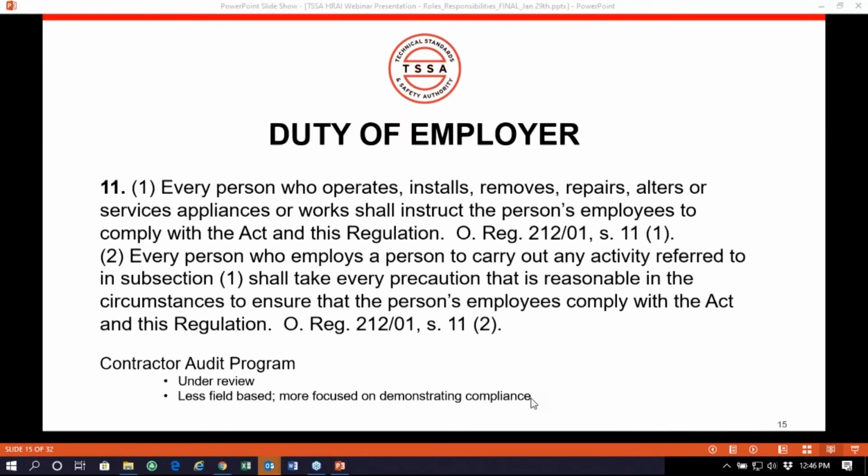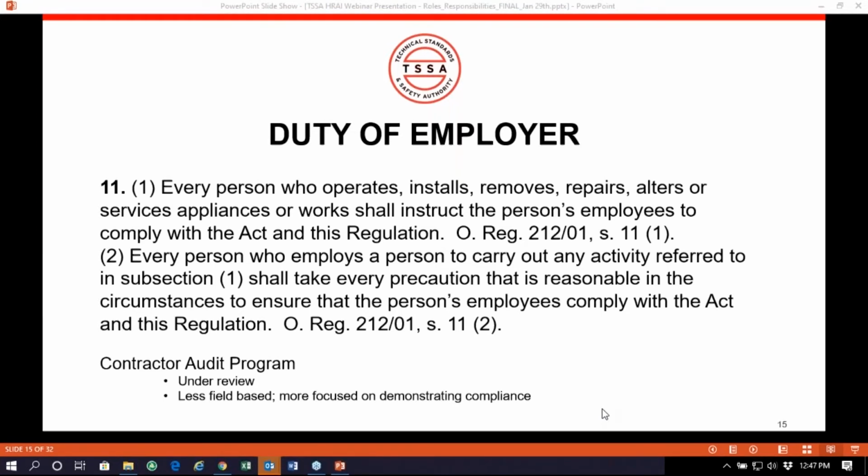Moving on to the duty of employers. Every person who operates, installs, removes, repairs, alters, or services an appliance or work shall instruct their employees to comply with the Act and the regulations. And then every person who employs a person to carry out the activity referred to in 1 shall take every precaution that's reasonable in the circumstance to ensure that your employees do in fact comply with the Act and the regulations. And so, I often get asked, so what's reasonable and what should I be doing to protect myself?